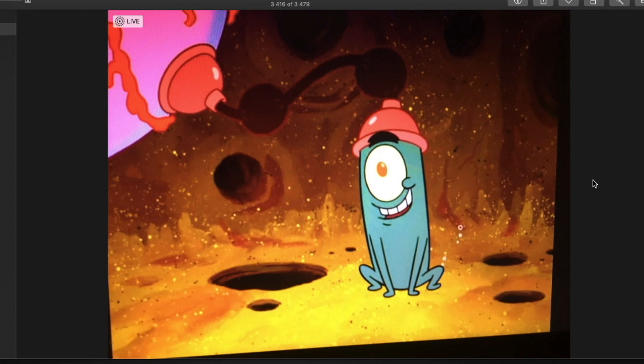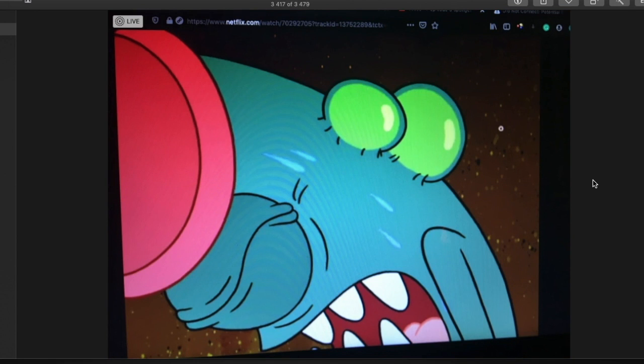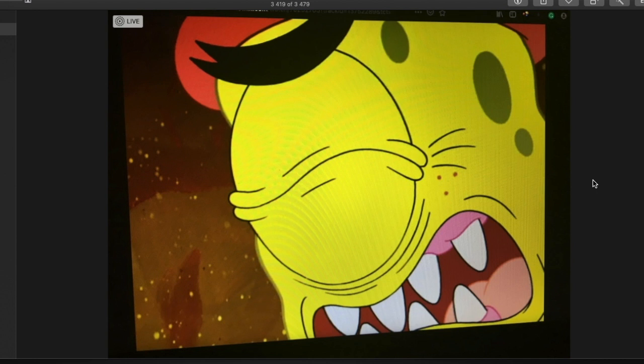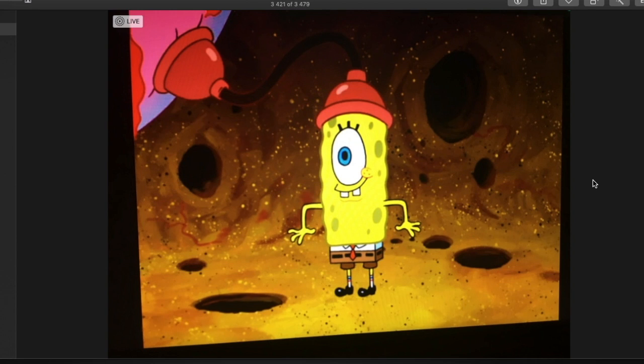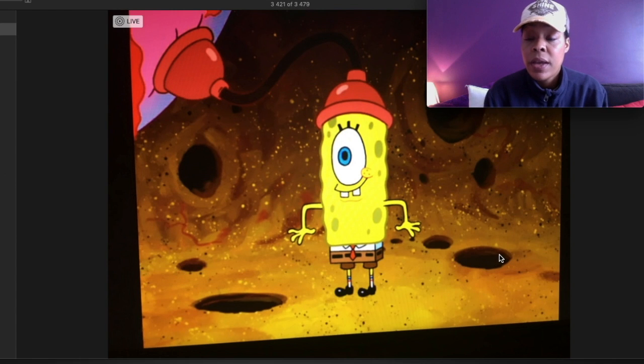He connects to the heart. These diatomic particles from the magnet, the energy comes out, and it transforms Plankton into SpongeBob. So it changes. It changes something that was evil into something good. It can change a sinner into a saint. It is redemption. It is the conversion. It is the transformation.